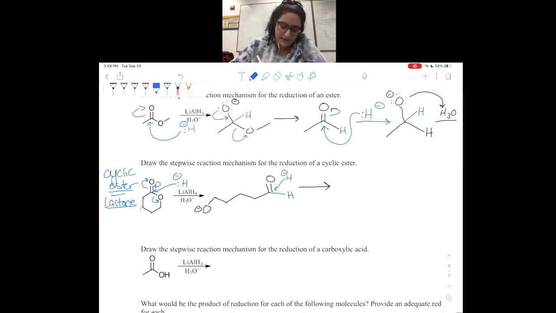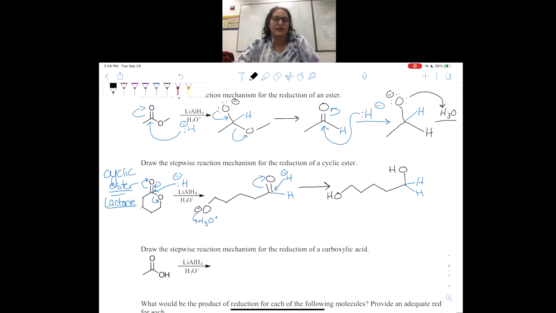Bam. And also H3O+ is present, so we can go ahead and steal a hydrogen. And we then form our final product, which would be a primary alcohol from the carbonyl and an alcohol that was formed from the oxygen in the ring.